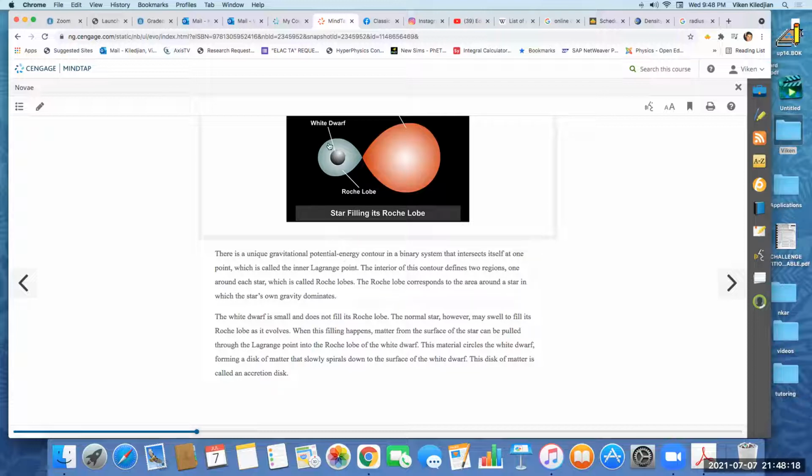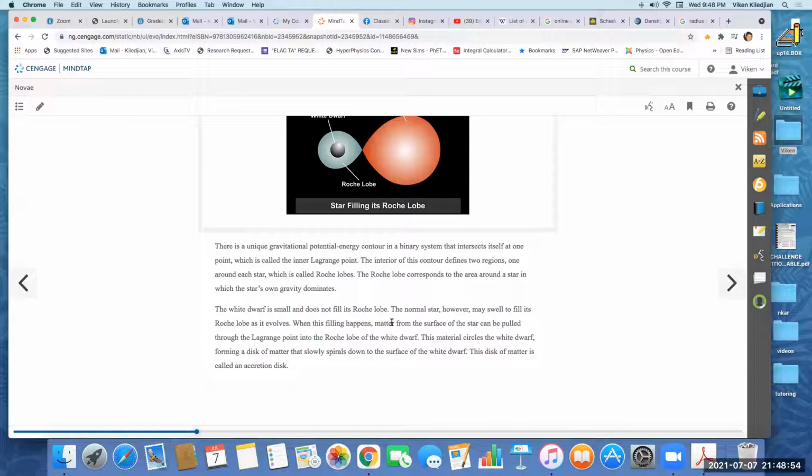Oh, okay. So see, the white dwarf's gravity dominates in this blue region. The red giant's gravity dominates in the red region. And in this case, I believe we're assuming that the red giant is heavier. So that's why the center of mass is closer to the red giant in this picture, because this one is the heavier one. So it says the white dwarf is small and does not fill its Roche lobe. The normal star, however, may swell to fill its Roche lobe as it evolves.